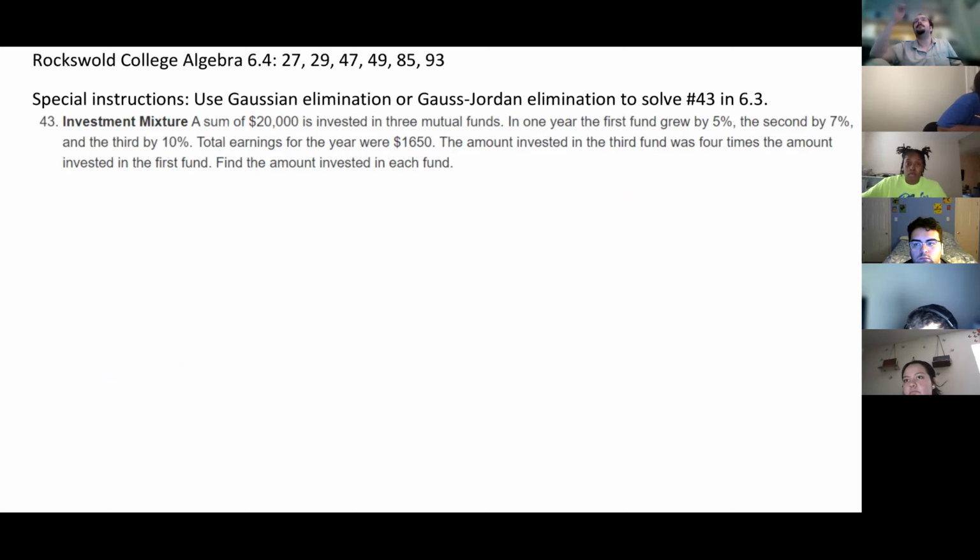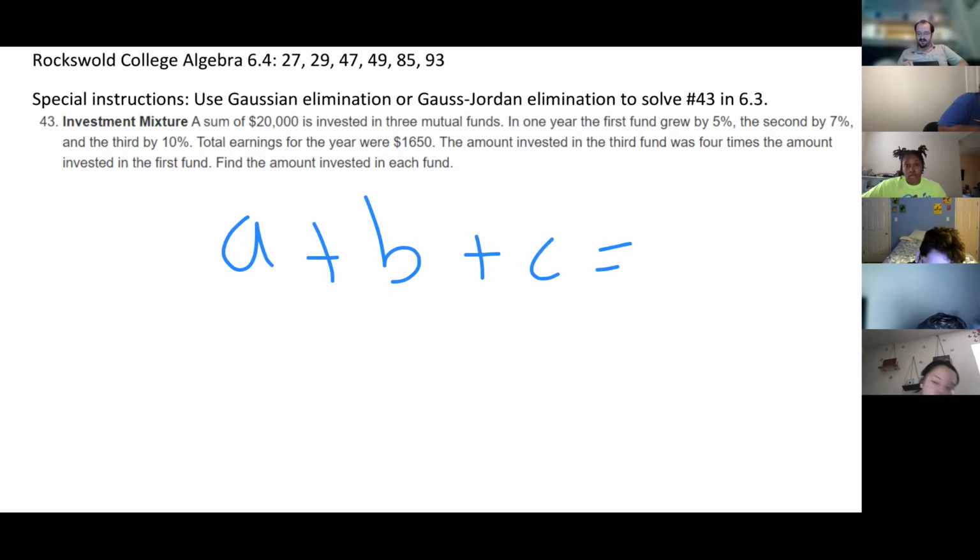I didn't really know how to start this problem. Okay, so if we know a sum of 20,000 is invested in the three, is there an equation you can give me that represents that? So we know A is the amount in the first account, B is the amount in the second, C is the amount of the third. Would it just be 20,000 equals A plus B plus C? Yeah, exactly. So I would probably start the other way around and do A plus B plus C, right? If we sum these, we know that there's a sum of 20,000.